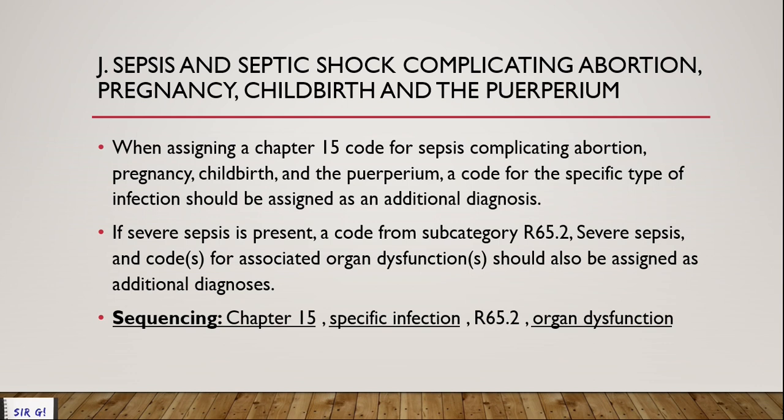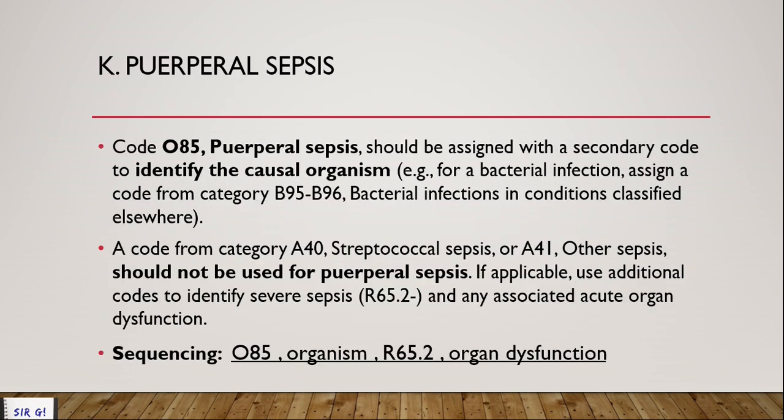Because that should only be in your chapter 15. We're still talking about organism, but since we're talking about pregnancy, your A41.9 is being replaced by O. Like your I10 is being replaced by O10 when we're talking about pregnancy. In this case, we no longer need to use A41.9 or A40 because it's being replaced by the O sepsis code.